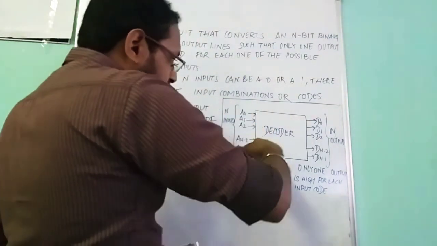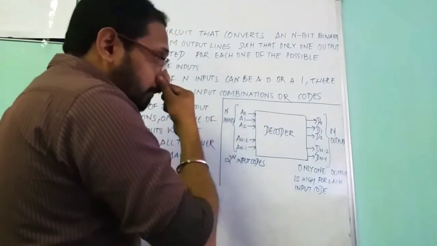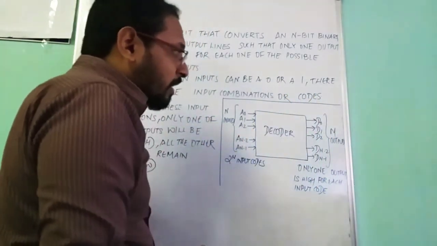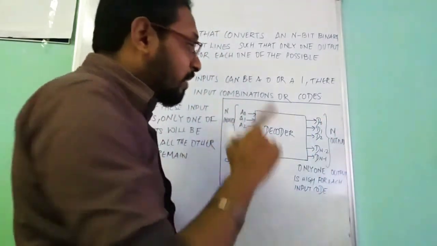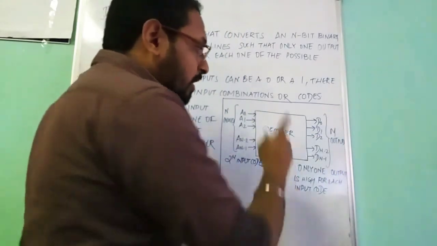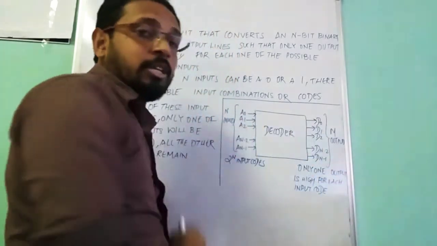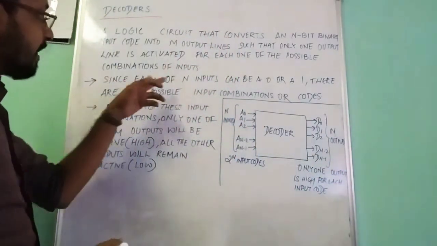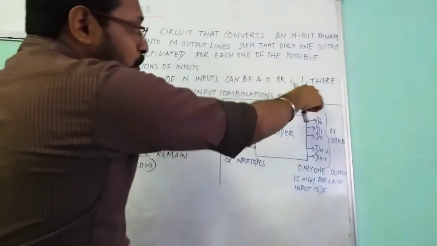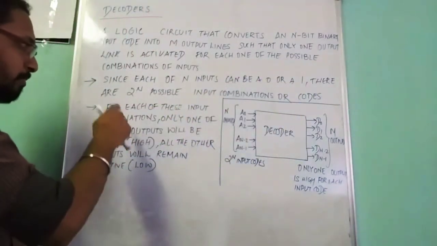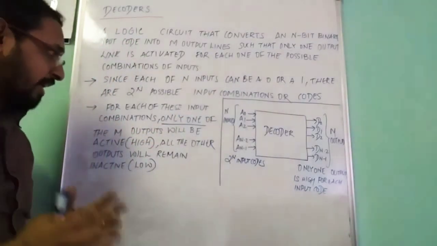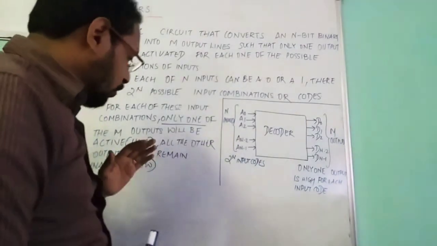Here we have a set of inputs. 2 raised to n input codes will be there. These n inputs are given to the decoder, and we have a set of outputs in which only one will be activated. Say we have D0, D1, D2, up to Dm minus 2, Dm minus 1, and out of which only one output is high for each input code. Since each of the n inputs can be 0 or 1, there are 2 raised to n possible input combinations or codes. For each of these input combinations, only one of the m outputs will be active or high. All other outputs will remain inactive or low.